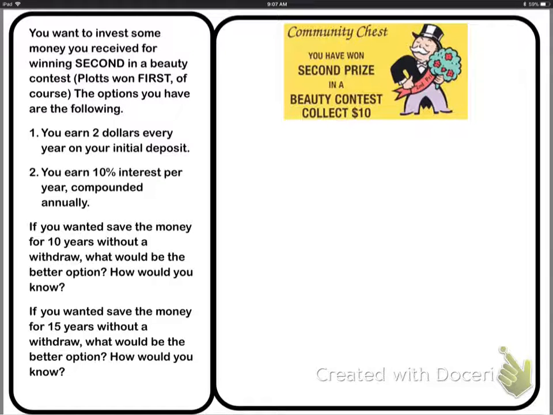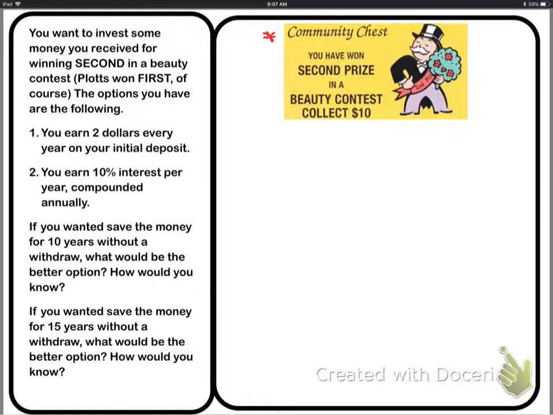Our last example. So we want to invest the money that we received from winning a beauty contest, right? And of course, Mr. Plotz is going to win first place. He's the prettiest person on the planet. So we got second place. Okay, so if you look at our little Monopoly card here, we collected $10 for being in second place.